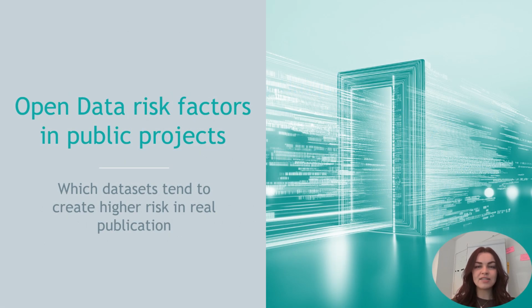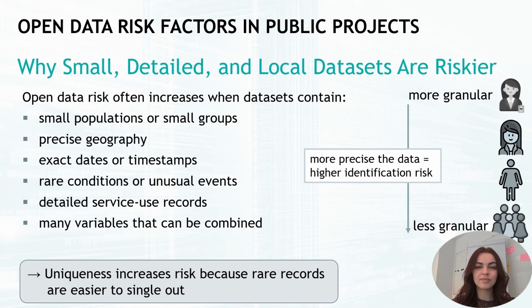After looking at identifiers and re-identification mechanisms, we can now turn to a practical question for public bodies and open data teams. Which kinds of datasets tend to create higher risk in real publication contexts? This is where the lesson becomes especially practical for municipalities and open data teams. Not all publication risks are personal data risks, but in this lesson we focus specifically on identifiability.